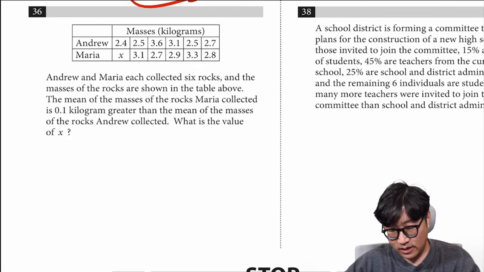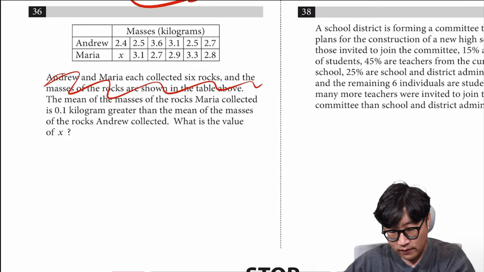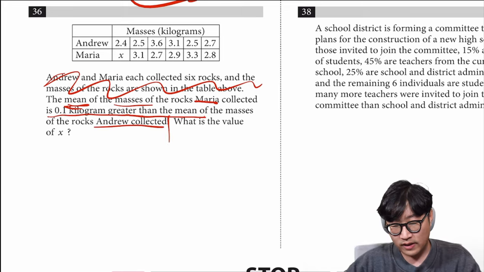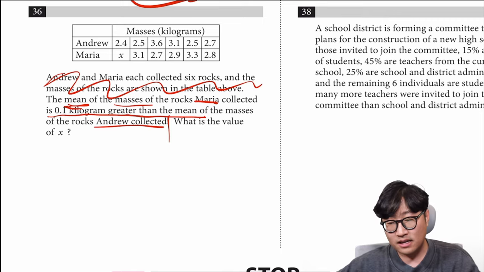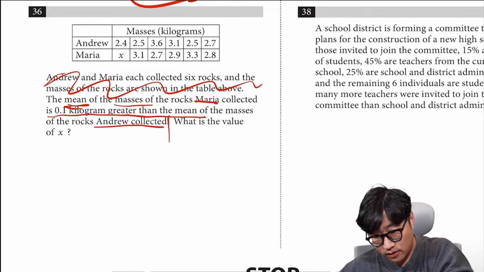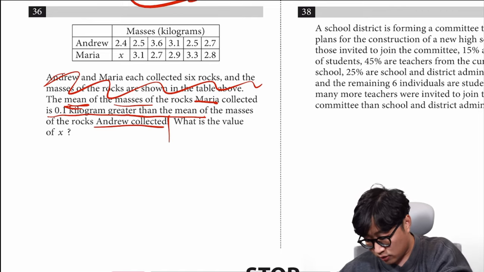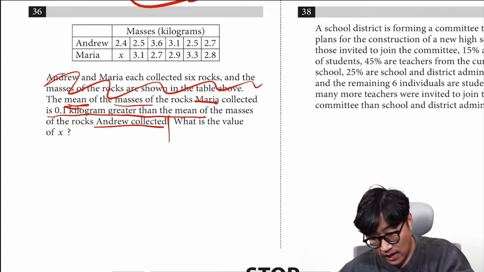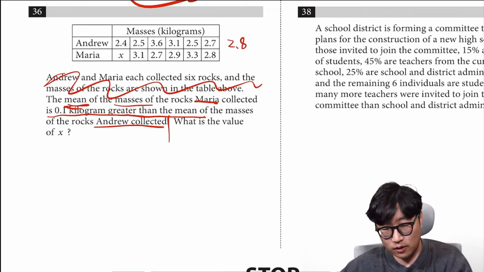Number 36, Andrew and Maria, whatever. The mean mass of Maria's rocks is 0.1 kilo greater than the mean of Andrew's. What is the value of x? So first of all, let's find the mean of Andrew. So 2.4, 2.5, 3.6, 3.1, 2.5, 2.7. When you add them all up and divide by how many rocks? 6. So I got Andrew's 2.8, which means Maria is 0.1 greater than that, so Maria should be 2.9.